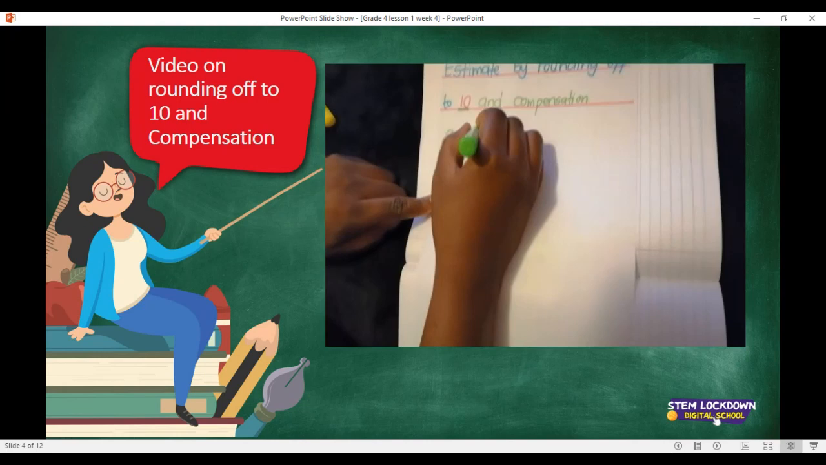I'll go back to the chart. I hope you can maneuver so you can answer. Tell me what this is called. 505. We rounded off 458 to the nearest 10 and got 460, plus 45, we got 505. This is called the answer.